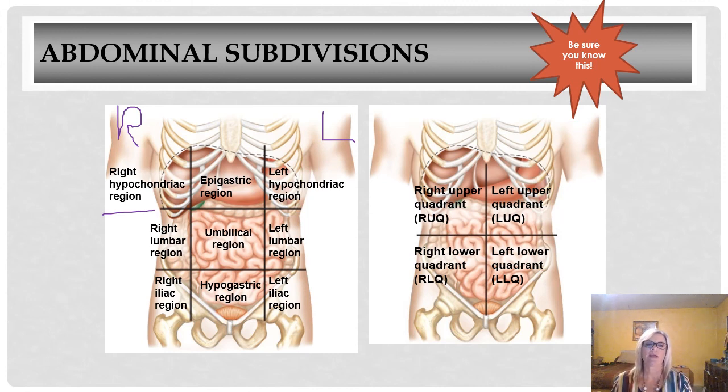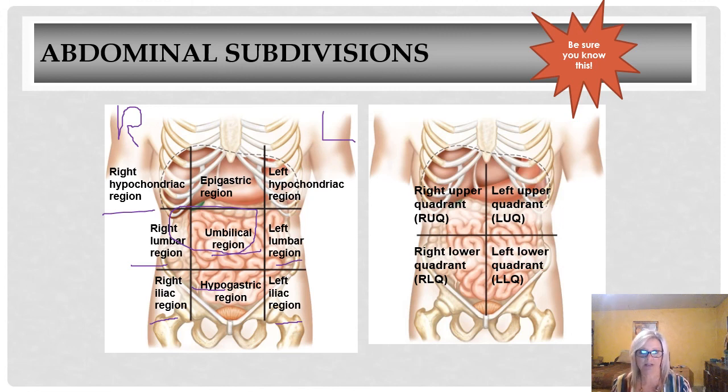So next you have the right lumbar region. Lumbar is referring to the lower portion of your back. And then the left lumbar over here. So left lumbar, right lumbar, and then the umbilical region. Well, what do you think is in the umbilical region? Your belly button, right? Your belly button, where your umbilical cord was. So then we have the right iliac and left iliac. And remember, hypo means below. Gastric refers to the stomach, so below the stomach, so hypogastric region.